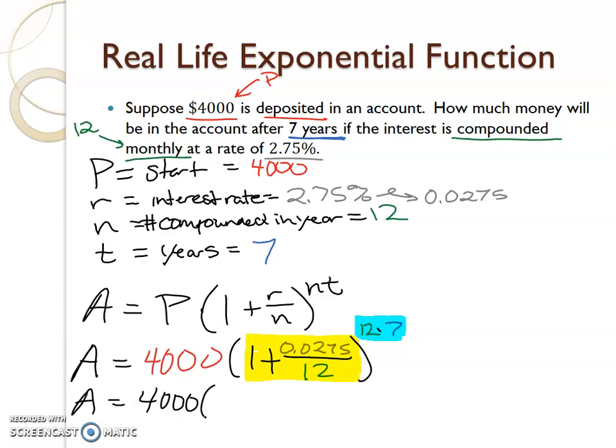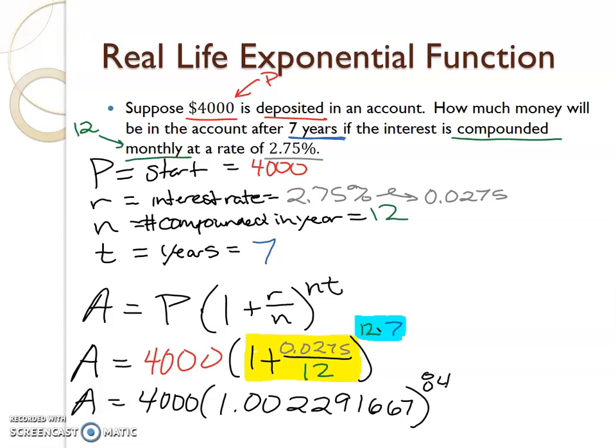So when I do that, 0.0275 divided by 12 gives me 0.002291667. Okay, I do want this to be more accurate, so I'm going to leave a lot of decimals here. I prefer to leave a lot of decimals rather than not leaving very many. Okay, so that's the number that I get on the inside, and then I've got to take 12 times 7, which I believe is 84.